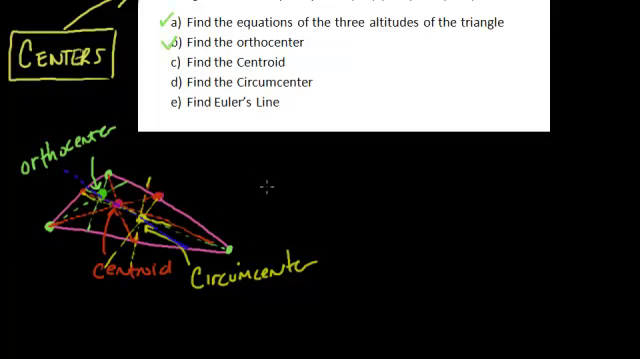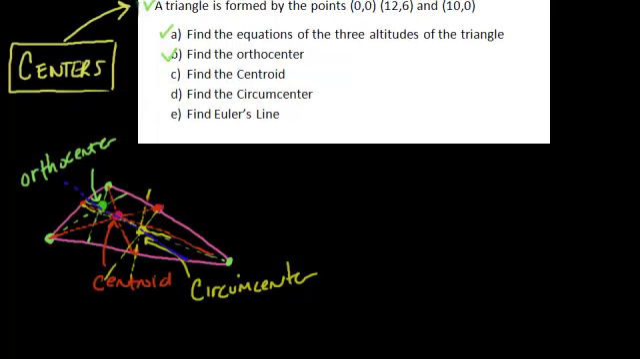Okay, so this is our second video dealing with Euler's line. In the last video, we talked about this idea of centers of a triangle. And we're given this triangle here. So in the last video, we graphed the triangle with these points, found the equations of the three altitudes. That's the lines that drop from the vertices.